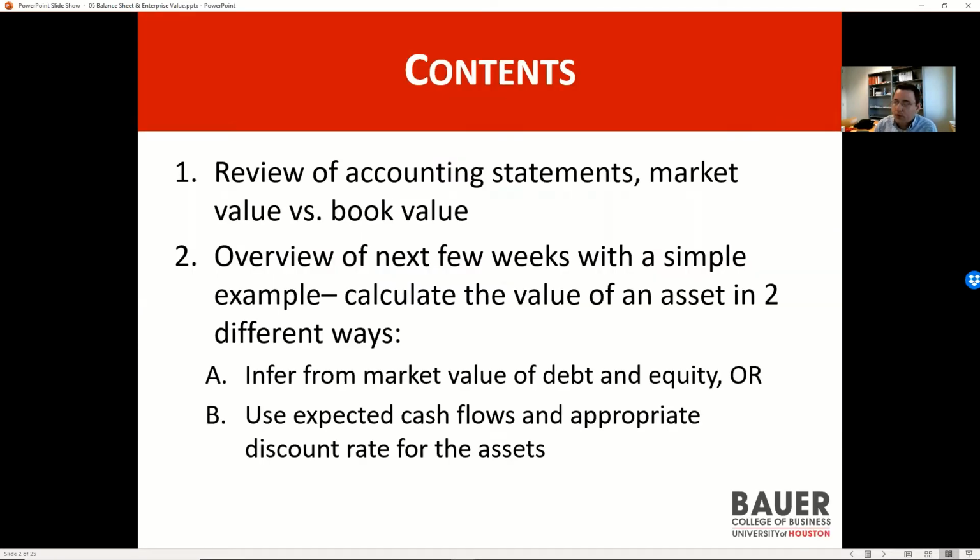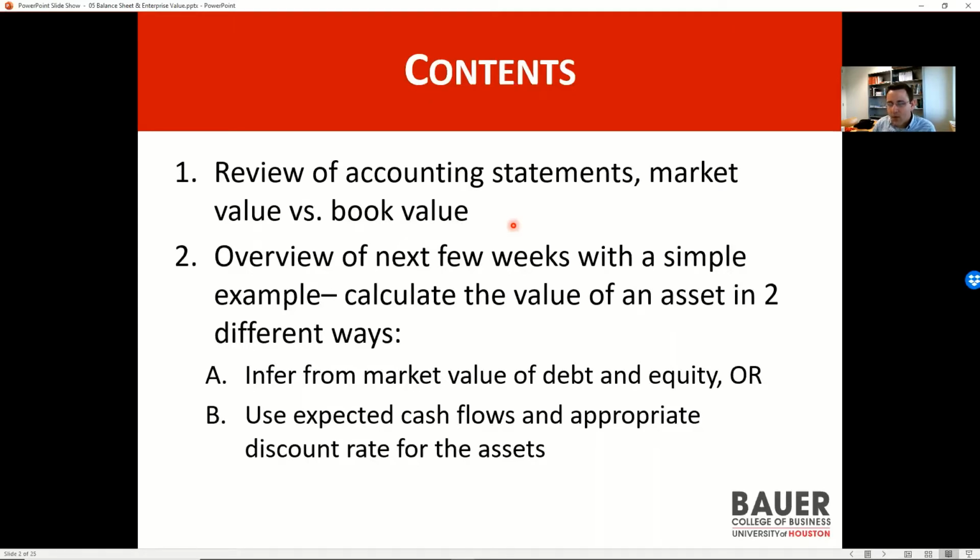Okay, so first we have to review accounting statements. In particular, we're going to review the market value accounting statements versus book value accounting statements. If you've taken an accounting class, and it's not a prerequisite for this class, but if you have, you've probably done things with book values. Okay, so these are historical cost accounting, right?